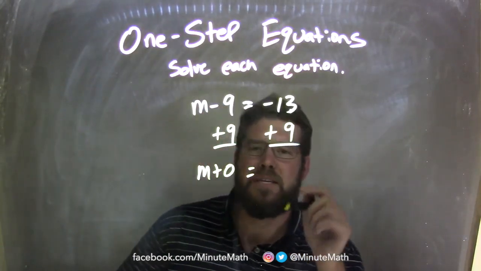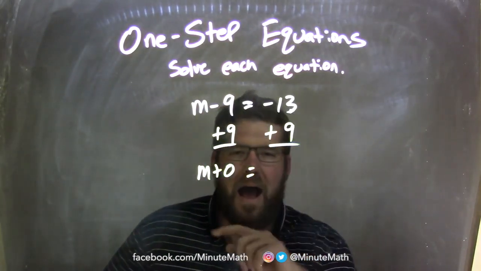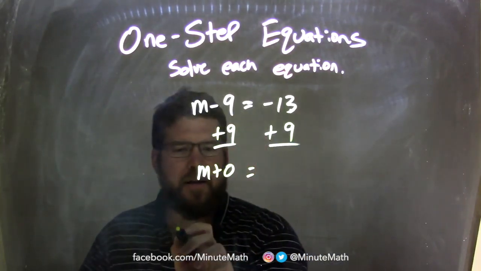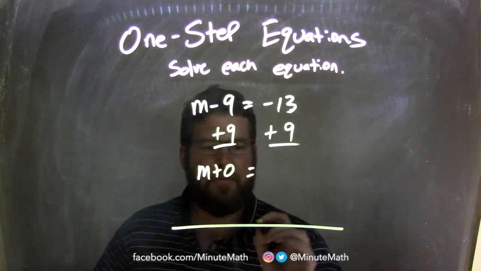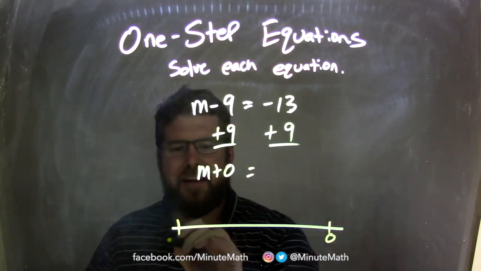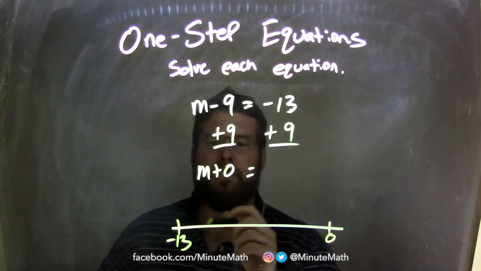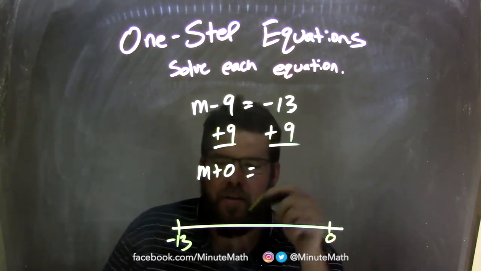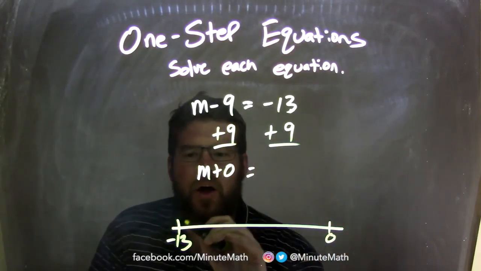Now we have negative 13 plus 9. So how can we think about this? Well, let's look at our number line here. And that might help us. We have 0 here, and I'm going to put negative 13 here. Excuse me. So I have to go 9 units, right? So if you're quick in your head, you can get the final answer, but we're going to take our time. Let's move 9 units.